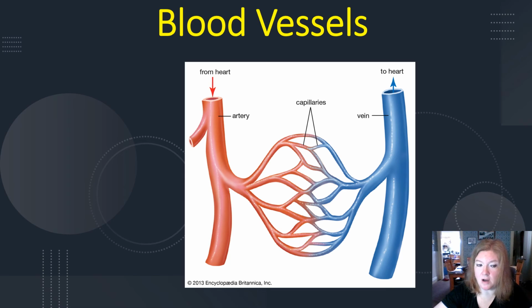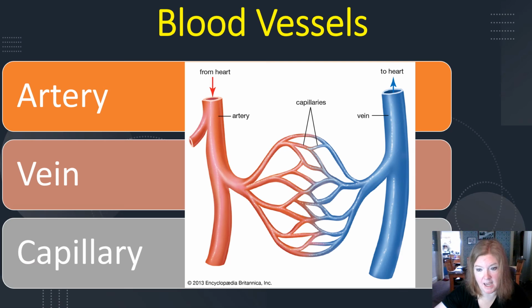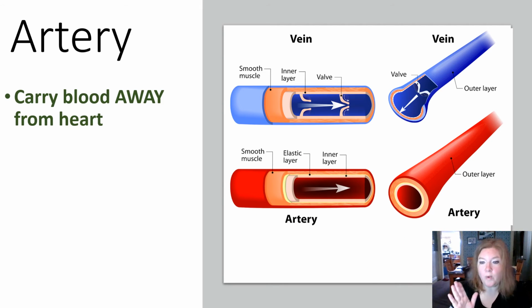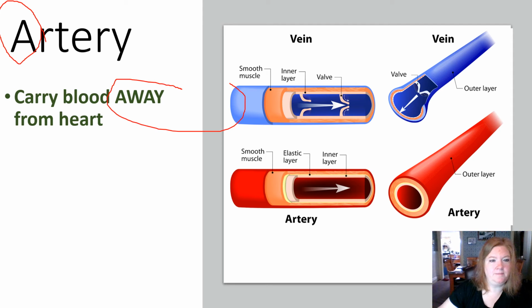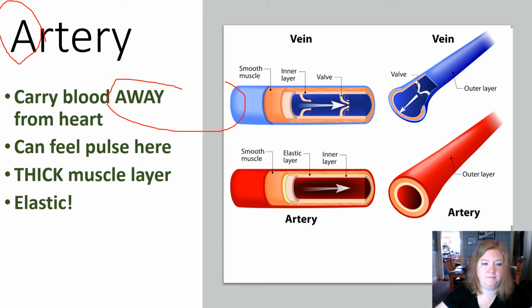All right, now let's talk blood vessels. So we have artery, vein, and capillary. An artery carries blood away from the heart. Artery away, A away. You can feel a pulse in your artery. It has a thick muscular layer. It's elastic, stretchy.